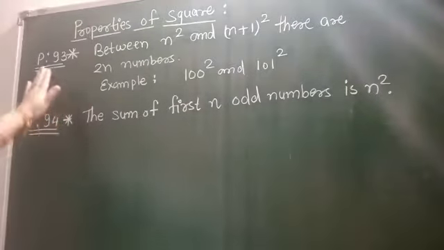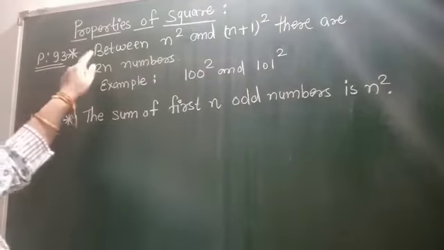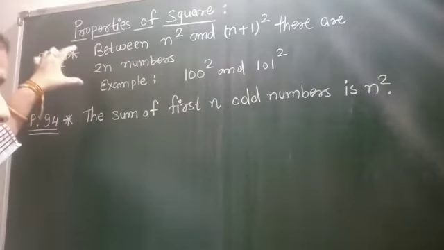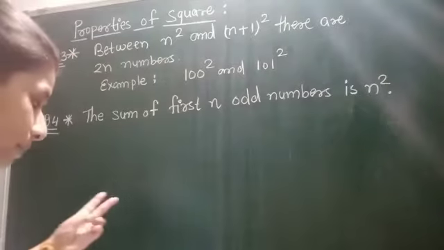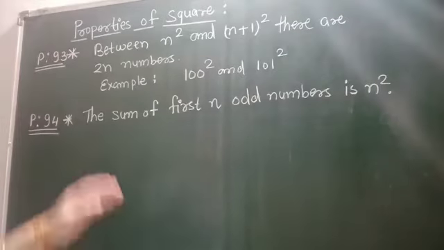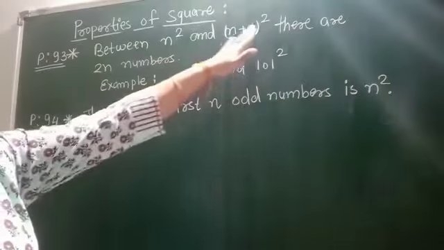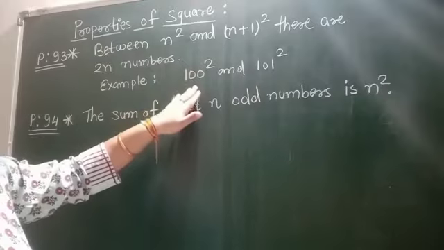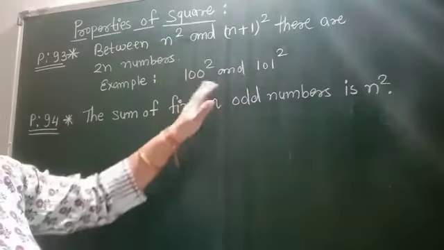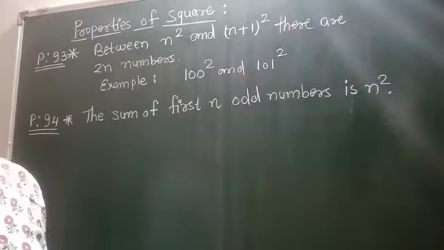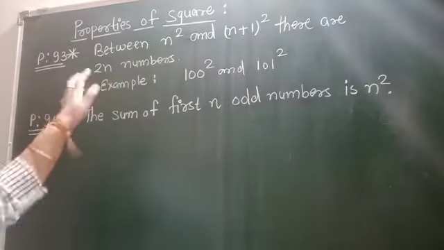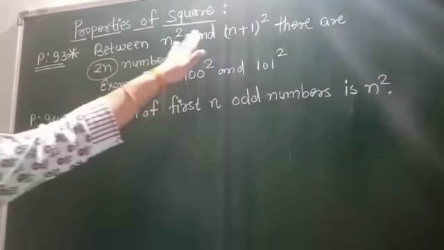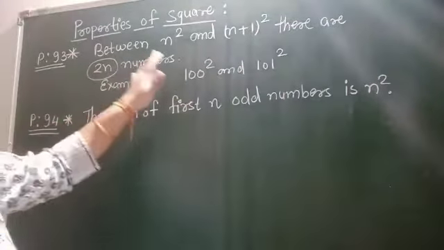Okay students, on page number 93, there is one important property we learned. With this property we can easily find the numbers between square numbers. How can we find them? Between n square and (n+1) square there are 2n numbers. For example, if you have to find the numbers between 100 square and 101 square, there is a formula: between n square and (n+1) square there are 2n numbers.